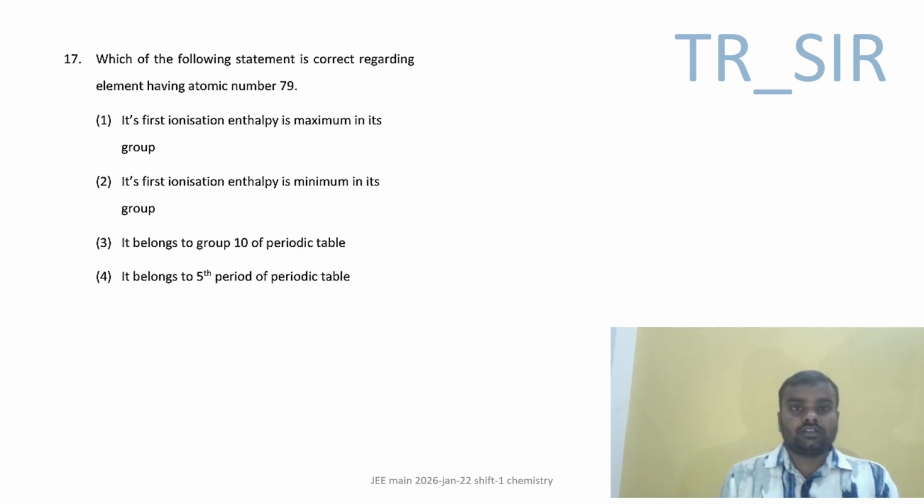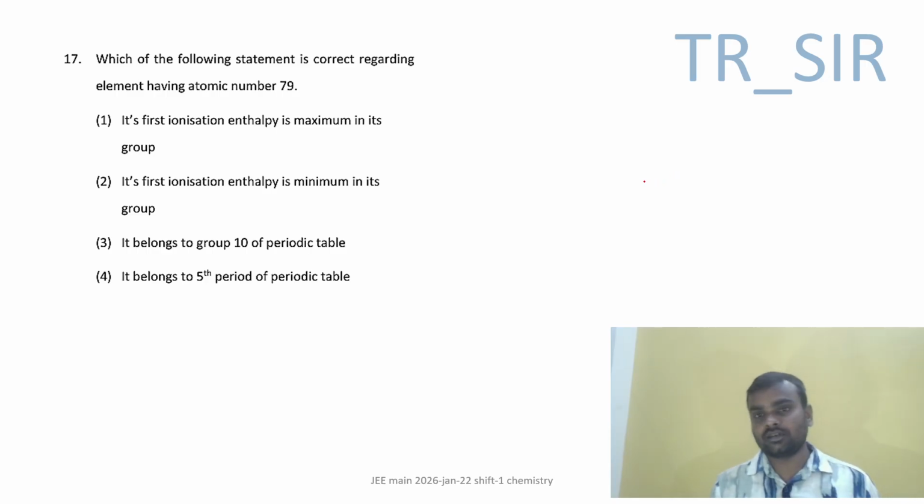Which of the following statements will have the correct element according to this one? If you see this one now, the atomic number is 79. So first find out the group and place of this one.